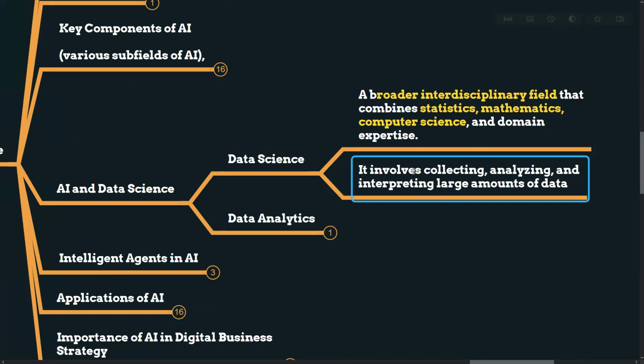Data science involves collecting, analyzing, and interpreting large amounts of data. Let me explain to you. Data science, guys, is about analyzing large amounts of data. Large amounts of data means billions of data, right? Billions upon millions of data. And we have to find the patterns and insights that can solve problems or inform decisions.